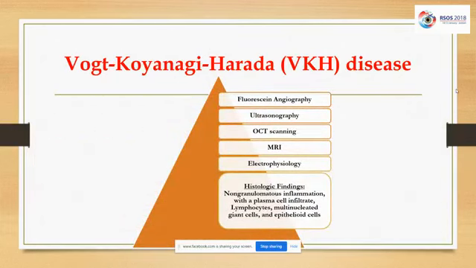The investigations you need for those patients are fluorescein angiography, ultrasound in those patients with dense vitritis, OCT scanning to confirm the pigment epithelium detachment, serous detachment, and exudative retinal detachment, MRI scan to exclude multiple sclerosis, and electrophysiology for diagnosis of optic nerve function and any electrophysiological deterioration with the disease. Histopathologic findings show non-granulomatous inflammation with plasma cell infiltrates, lymphocytes, multinucleated giant cells, and epithelioid cells.